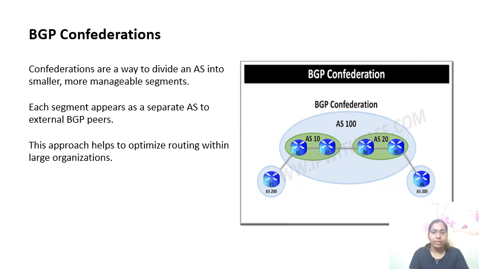BGP confederation: AS100, AS10, AS20, AS200. Router 2 to router 3 there is a connection, and from router 3 to router 4 there is a connection, and from router 4 to router 5 there is a connection, and from router 1 to router 2 there is a connection, and from router 5 to router 6 there is a connection.